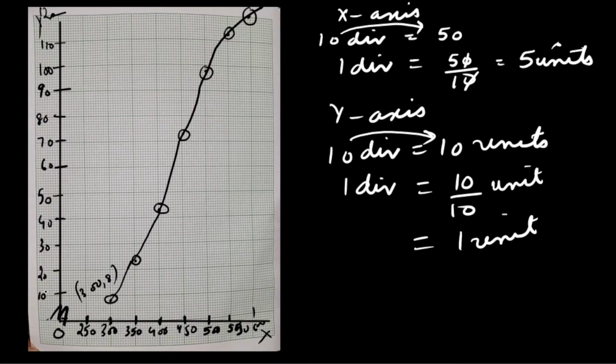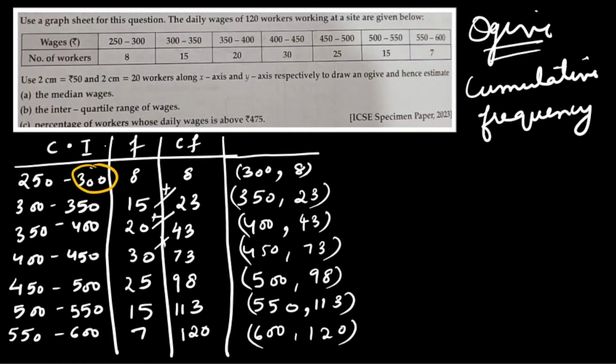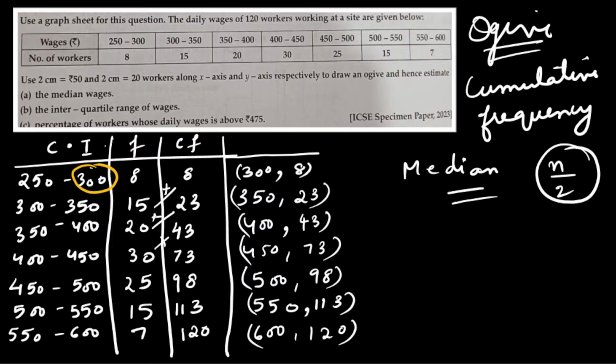So median, how to find? For median we will follow the same process. I'm just going to clear this scale now. Okay, I'll go to previous and there I'll write. For median, first of all, we'll find the value of n by 2. N by 2 means total of frequency divided by 2. So the frequencies total we got is 120. The last one of cumulative frequency is always the total. So n by 2 is 120 divided by 2.